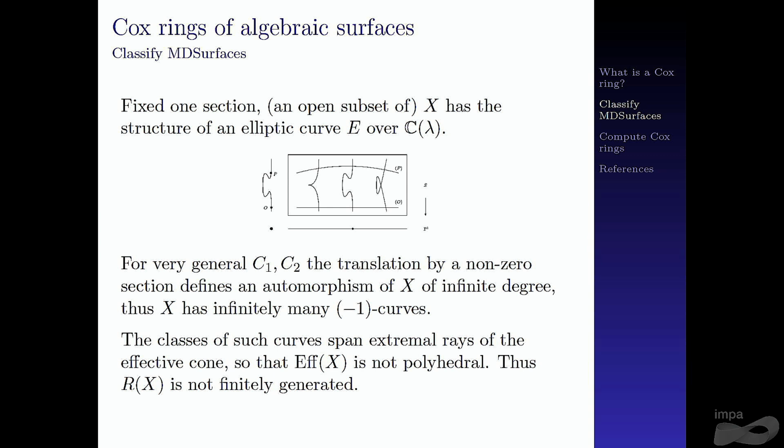Now, the final thing is the following. It is not difficult to understand that if you take a -1 curve, or more generally any integral curve with negative self-intersection, this gives an extremal ray of the effective cone. This is because that class and all its multiples are rigid, so they cannot be written as a sum. They span extremal rays, and so we have infinitely many extremal rays, and the effective cone is not polyhedral. Thus, the Cox ring is not finitely generated in this case.